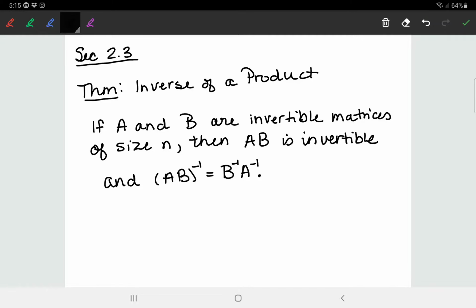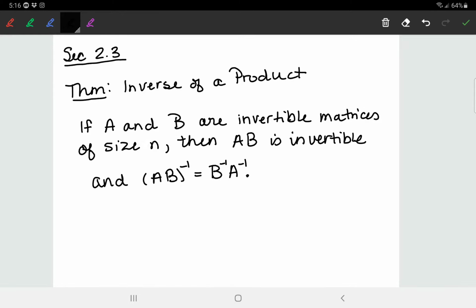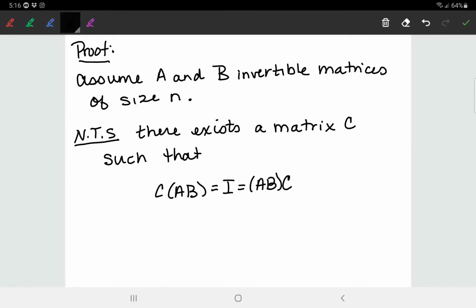In section 2.3, we talked about the theorem that regards the inverse of a product. So if A and B are invertible matrices of size n, then AB is invertible, and (AB) inverse is B inverse A inverse. So we'll begin this proof by assuming that A and B are invertible matrices of size n.